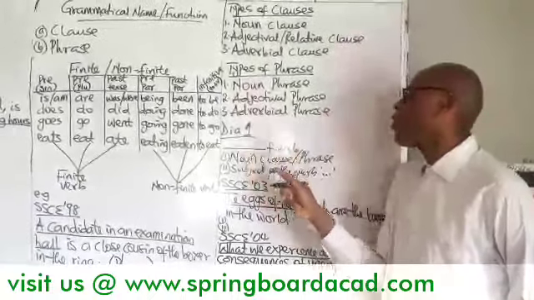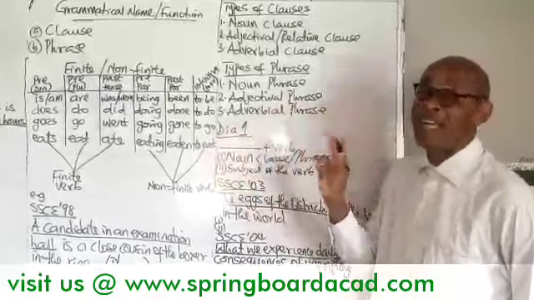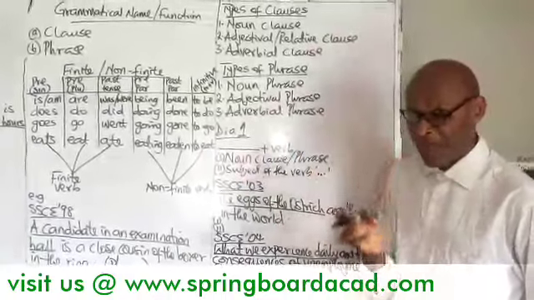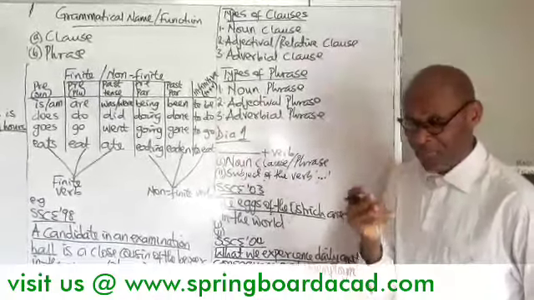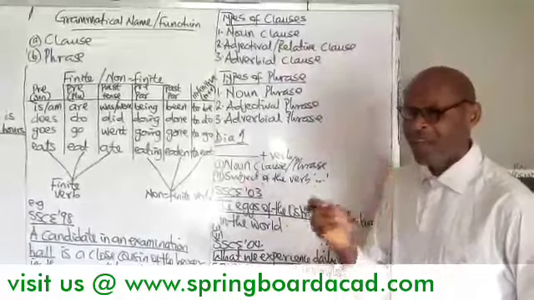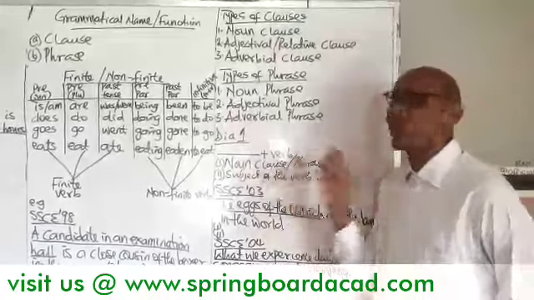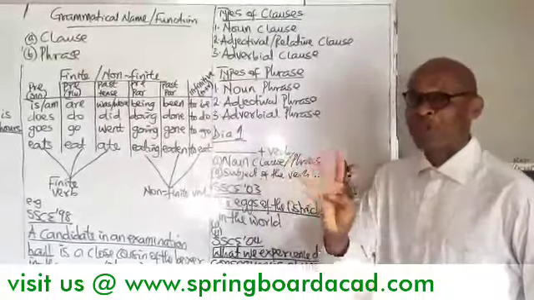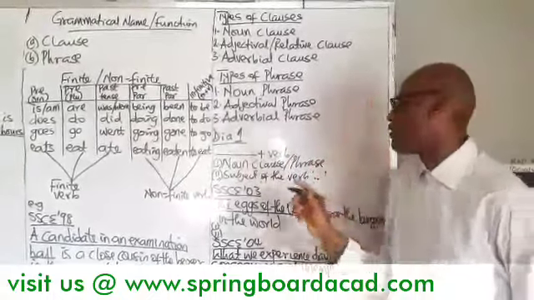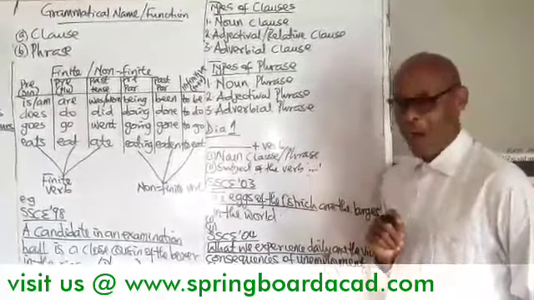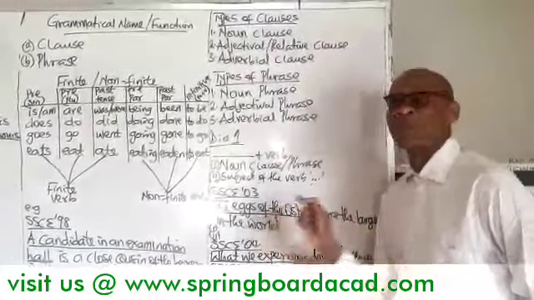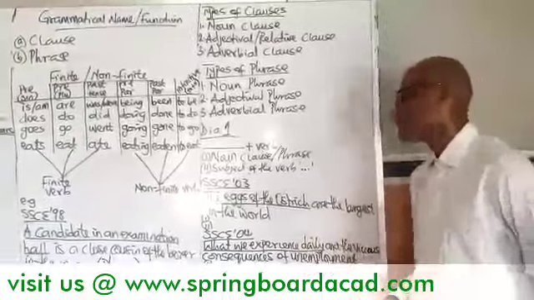If the underlined words contain a finite verb, you know our finite verbs: present tense singular, present tense plural, and past tense. If those underlined words contain any of these three things, write a clause. But if they don't contain any of these three things, write a phrase. I hope that is understood. Okay, let's come back to past questions.